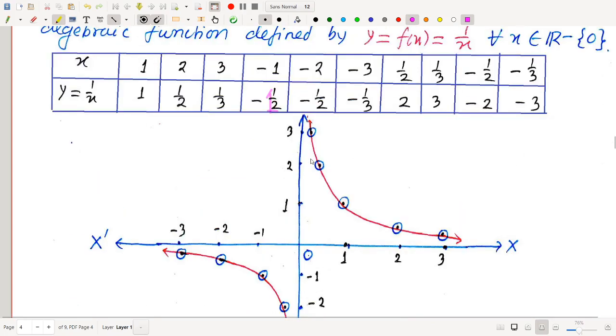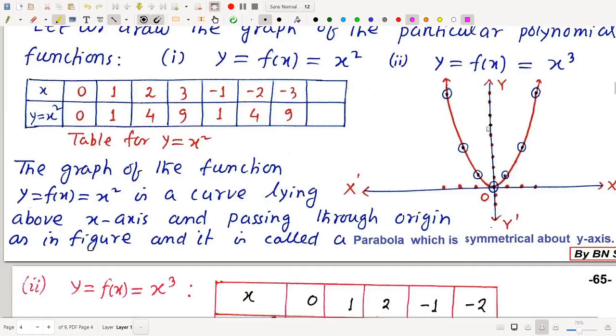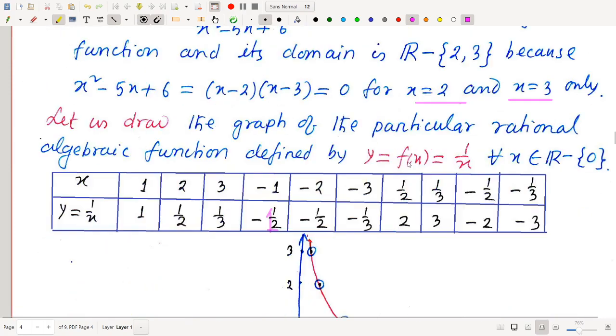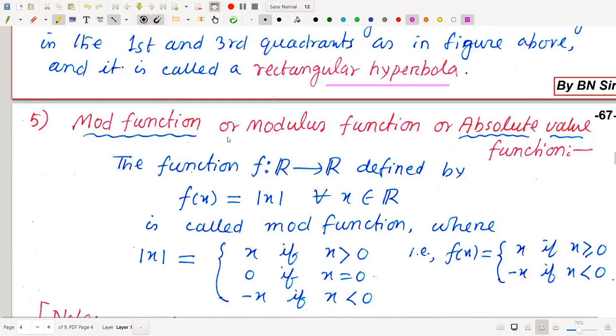We shall get these things in second year coordinate geometry. Also parabola, hyperbola, ellipse. We have seen the parabola previously. This is a parabola and this is a hyperbola. Now the next function: mod function, or modulus function, or absolute value function.